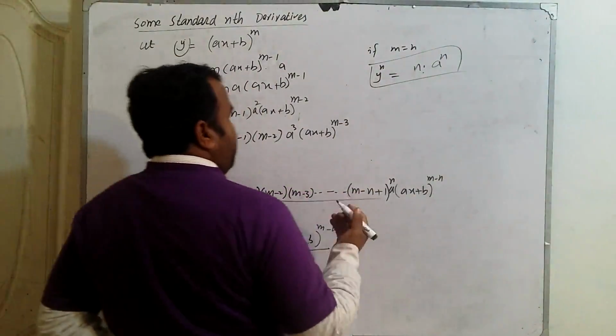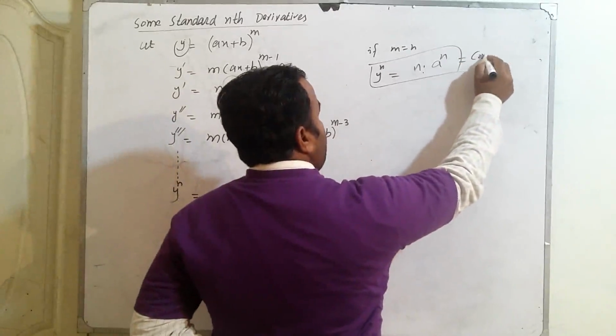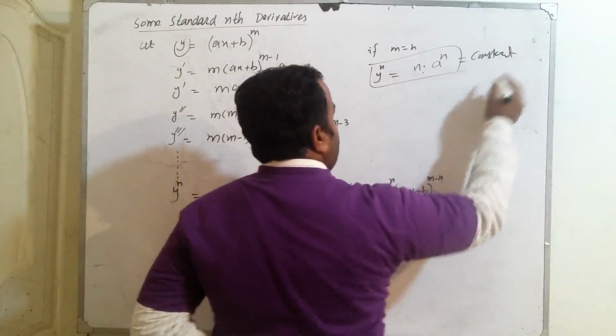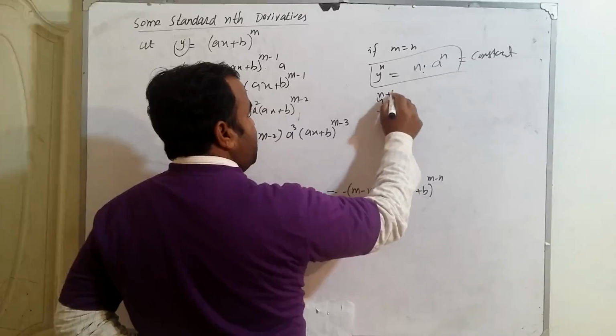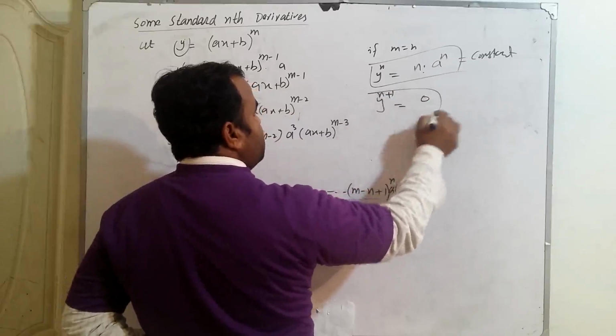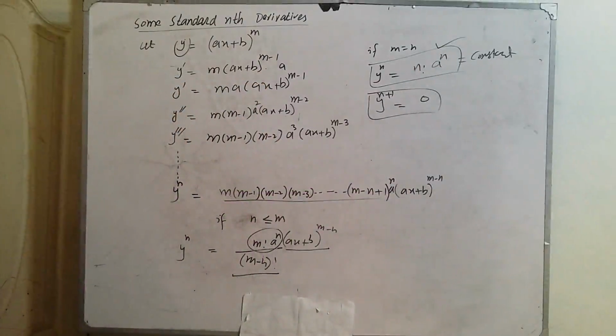Suppose I want to take the next derivative, the (n plus 1)th derivative. This is a constant, so it will be 0, because the derivative of a constant number is 0.